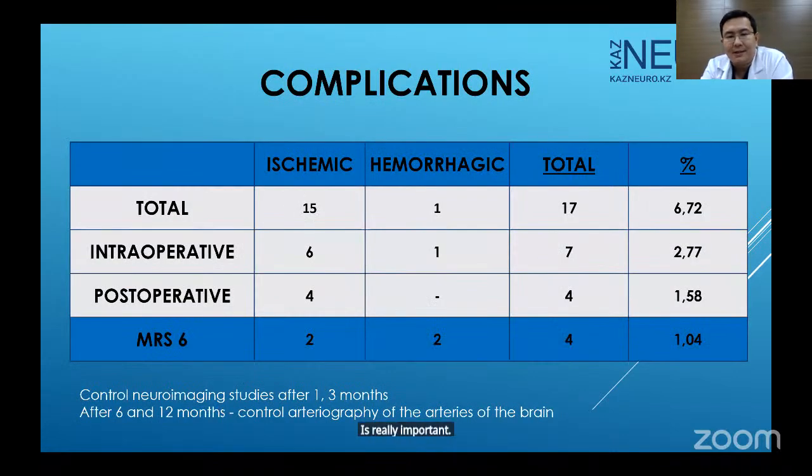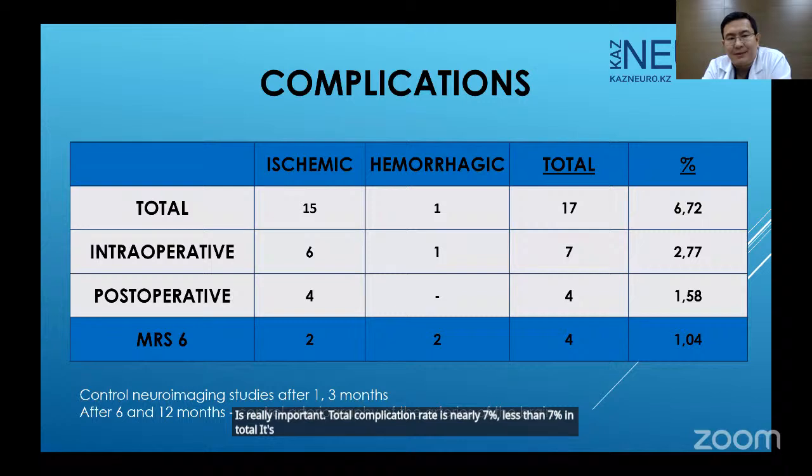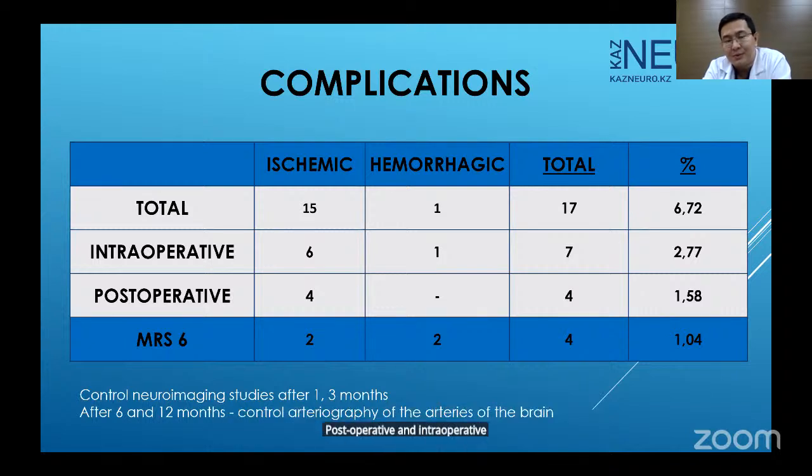Total complication rate is nearly 7%, less than 7% in total. It's intraoperative and postoperative. Postoperative is mostly a human factor. The patient stopped taking medication, or there was a resistance to Plavix, clopidogrel, and most of the time on day number 5 after treatment, the patient had a stent thrombosis. Postoperative and intraoperative complications are also mostly ischemic.